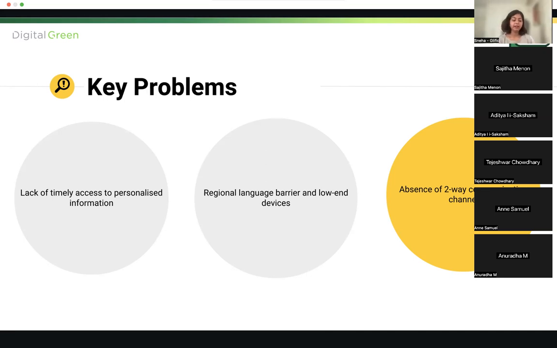They had to wait a couple of days to receive that information, or wait for a training, which usually happens on the ground. So there was no way for them to receive more personalized information and also get it on time. The other problem was that the farmers had low-end devices and spoke local regional dialects and languages. So they wanted a solution that could bridge that gap without requiring costly phone upgrades or space on the phone, something that goes well with whatever a farmer is comfortable with in their current state.